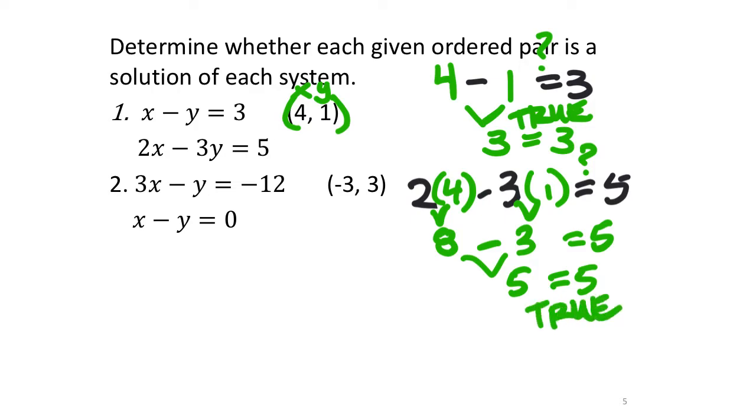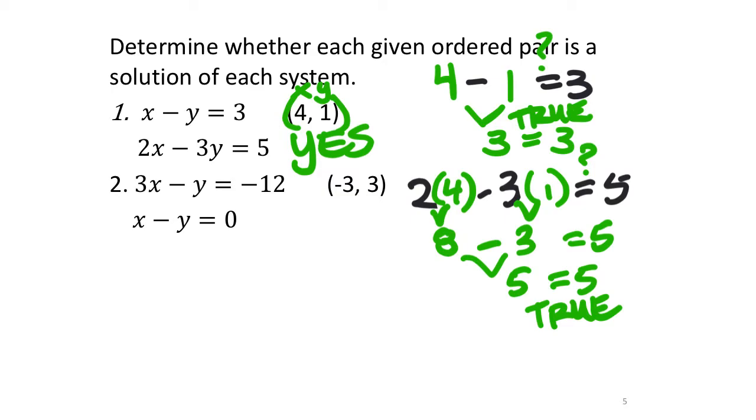So since it was true for both equations, (4, 1) would be the solution to the system. So I'm going to say yes, it is the solution to the system. So that's number 1. (4, 1) was that ordered pair.